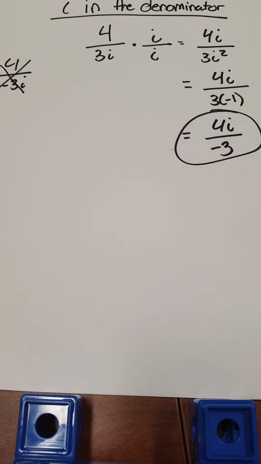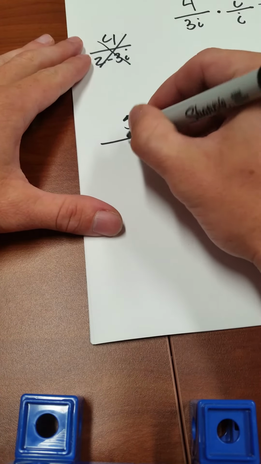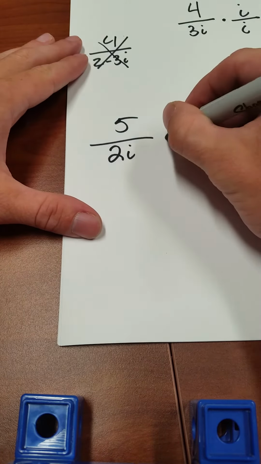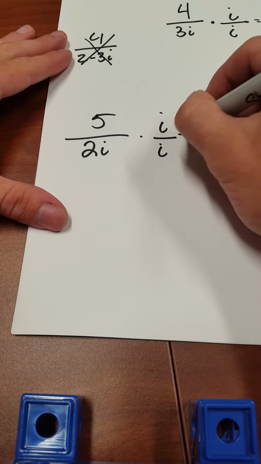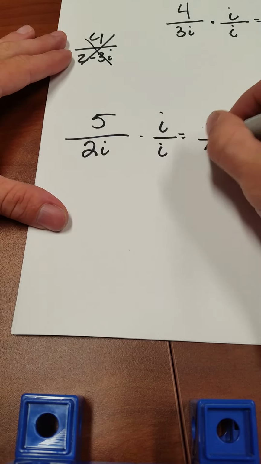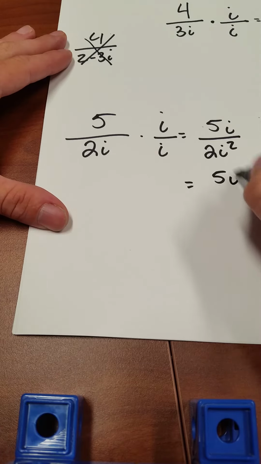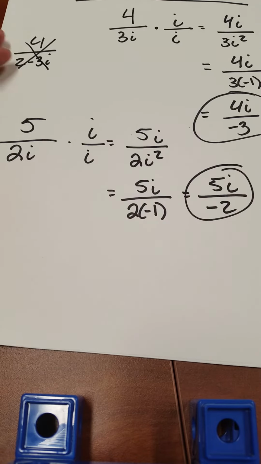So anytime we have i on the bottom, multiply top and bottom by i. One more example. Let's say we have 5 over 2i. There's just an i in the bottom. Multiply top and bottom by i over i. So we get 5i over 2i squared. That's a negative 1, so that's 5i over 2 times negative 1. And that's going to give us 5i over negative 2. That would be your solution.